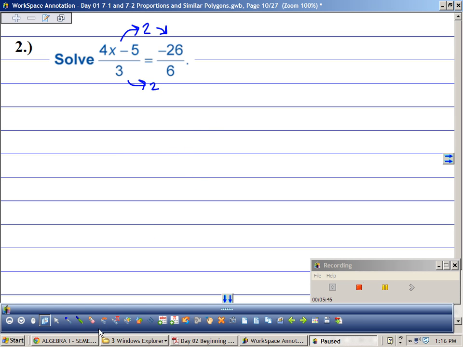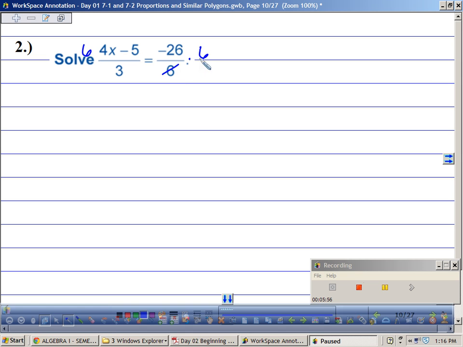What's another way to look at it? I could multiply both sides of my equation by 6. If I did that, that goes away, and this just becomes 2. Isn't that exactly what I just said? 2 times 4x minus 5 equals negative 26. Same thing. Right? Which way do you like better? It's the same exact thing, right? So 2 times 4x minus 5 equals negative 26.